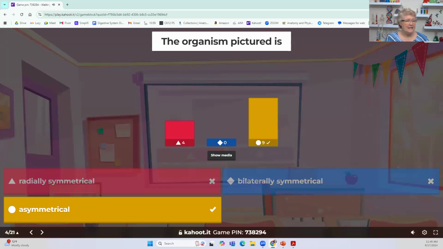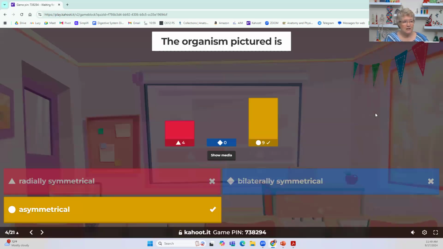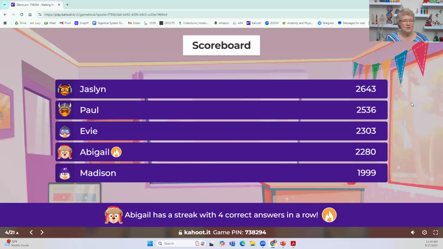All right, that is asymmetrical. So take a look at this sponge. There's nowhere that we can draw a line down this sponge and have it be about the same on both sides. Now we could cut it in half and there's going to be these tubules on both sides, but they're not identical to one another. There is no symmetry in a sponge. It is asymmetrical.